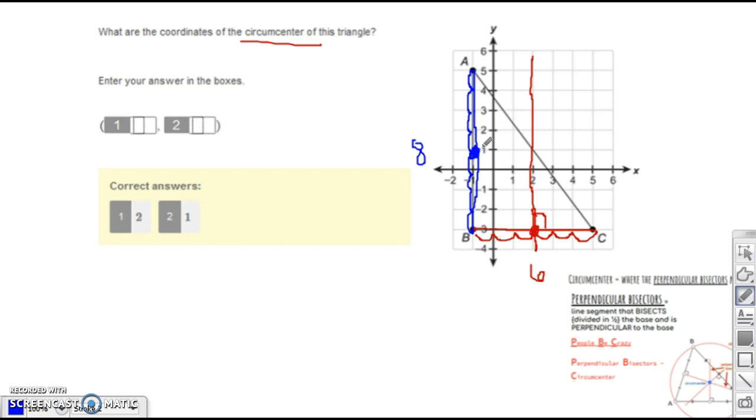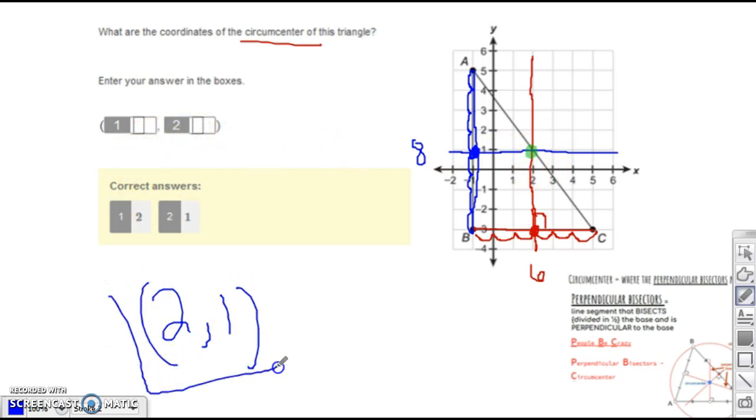And then I need to draw a perpendicular line through that, and a perpendicular line to a vertical line is a horizontal line. Now finding the perpendicular bisector of AC would be a little bit more complicated, but we don't have to do it, because once we have the intersection point of 2 of them, we know where the circumcenter is at. So the circumcenter is located at the intersection of the perpendicular bisectors, which just happens to be at point 2, 1. So that is your correct answer.